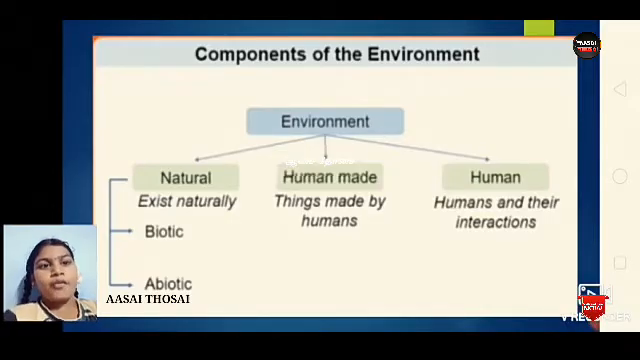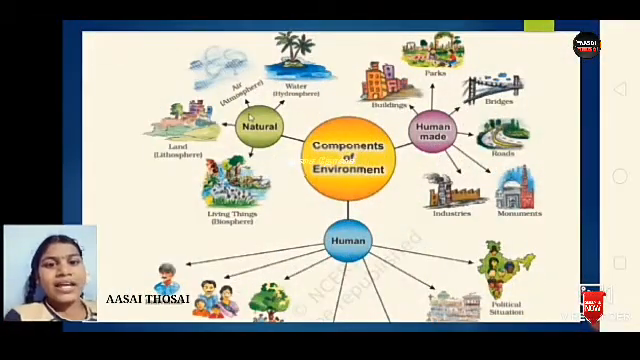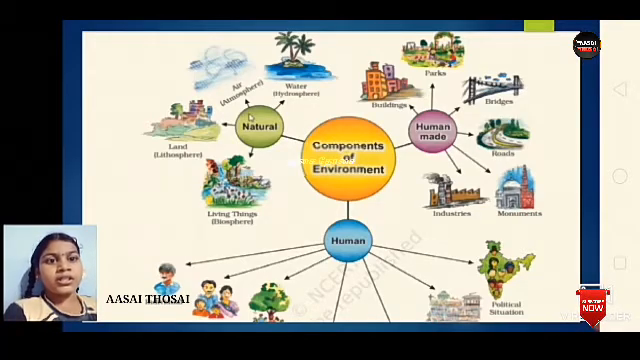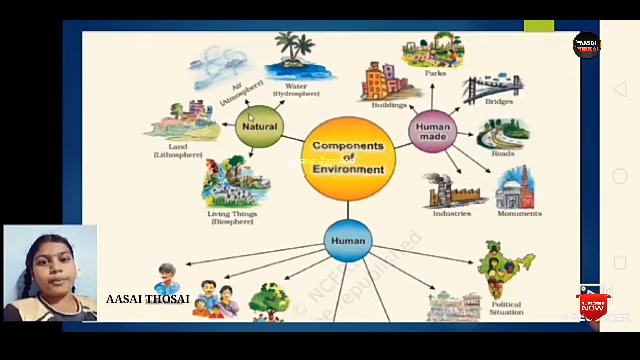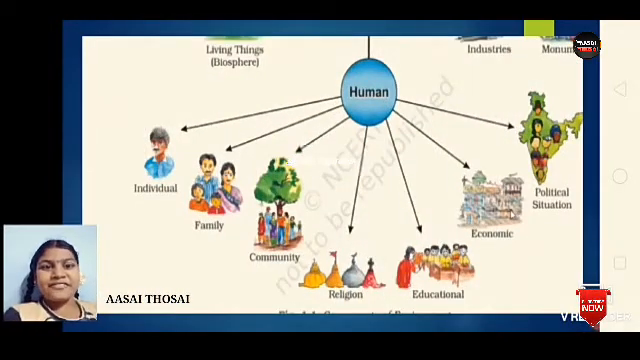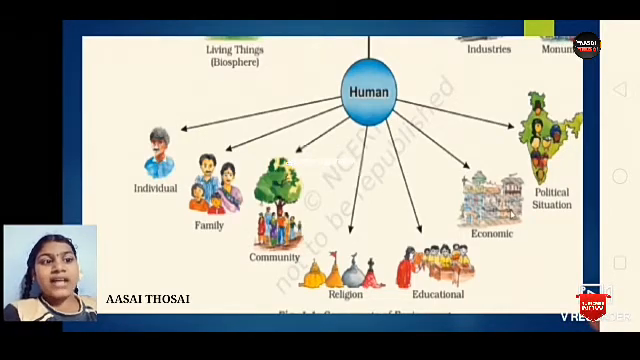Okay? Now next I'm going to show you the NCERT book. See, I'm showing now the components of environment. In nature components, we are going to read these 4 components in further classes: water, air, land, living things. And I am going to show you human examples also: individuals, family, communities, religions, educational, economics and political situations, also life.